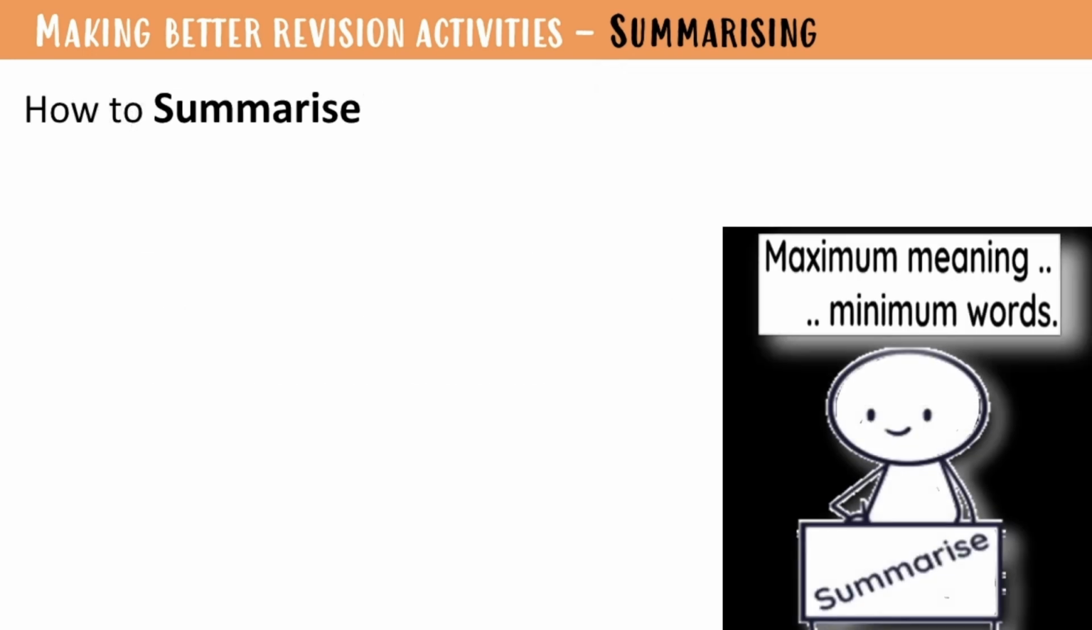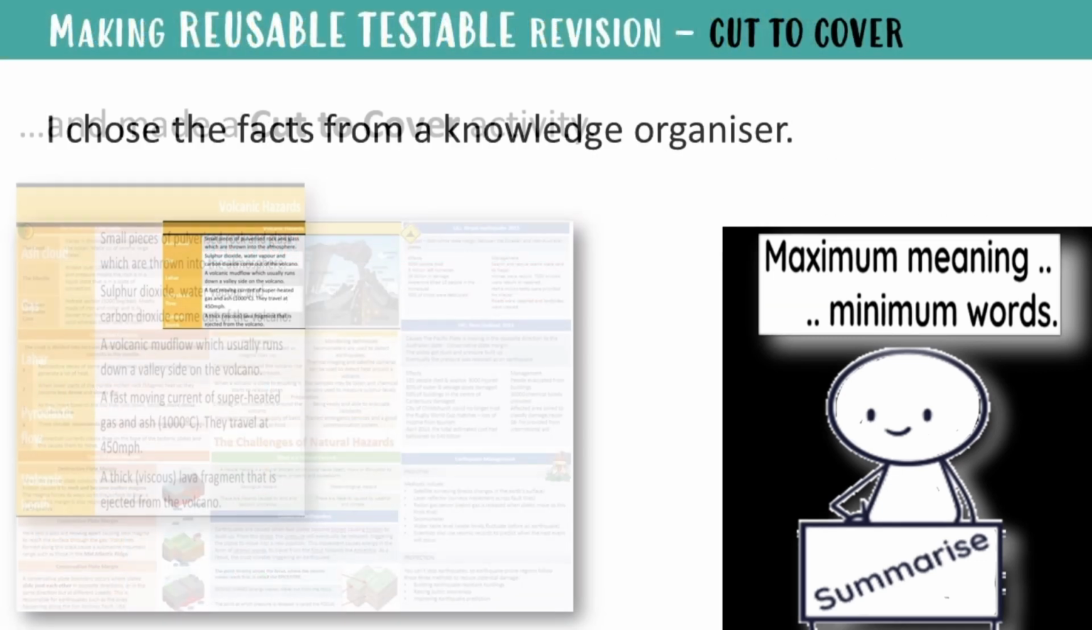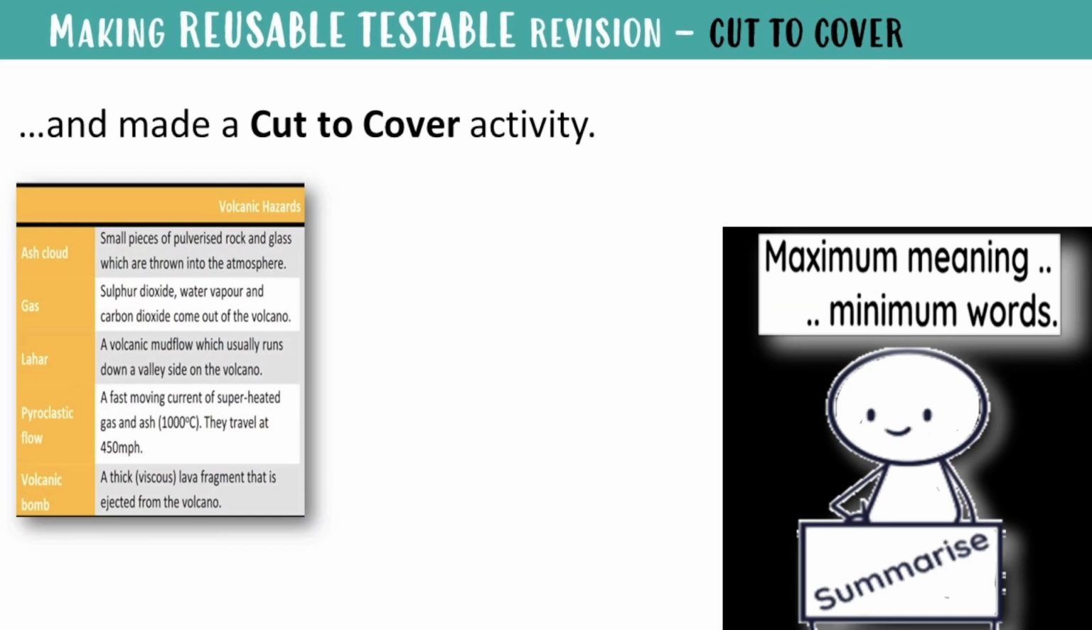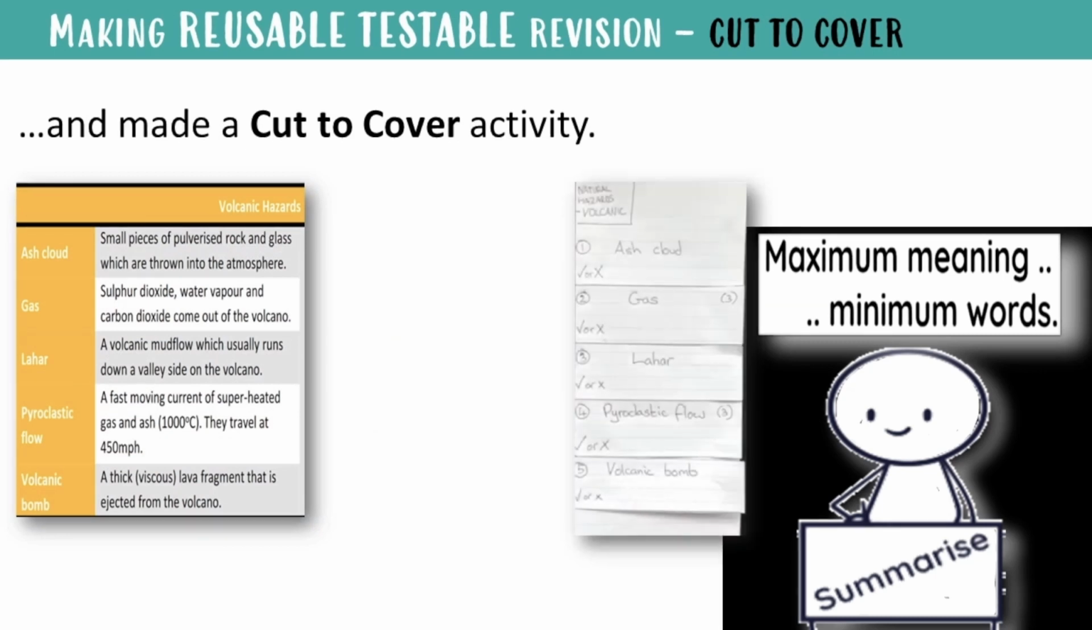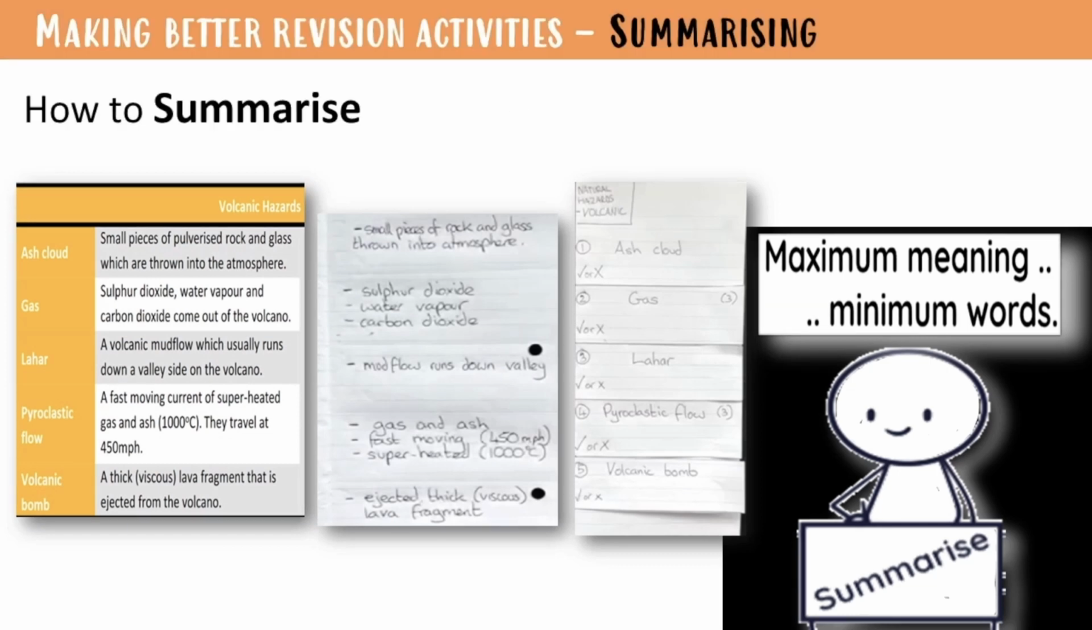Let's recap on that. How to summarise, we've got 3 phases: select, reject and rephrase. So I'm going to be asking you to summarise and to make a revision activity. You're going to be choosing some key facts from a knowledge organiser or somewhere else, and you're going to be making an activity. Before you make the activity, I would like you to summarise. So what does that mean?